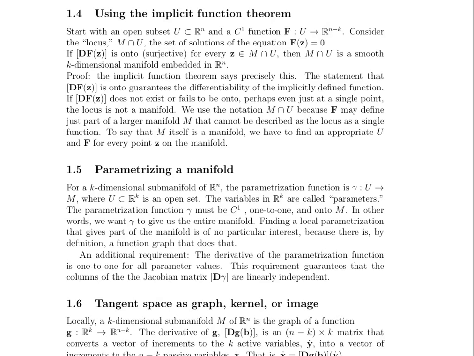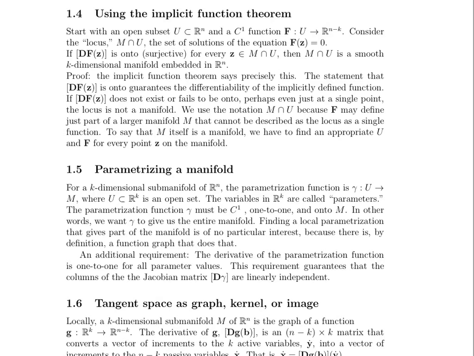If you're on the manifold, then the locus equals 0. If df of z is onto, surjective, for every z in this intersection between U, the open subset of Rn, and M, the manifold, then this little slice of heaven here that's in the intersection between the manifold and U is a smooth k-dimensional manifold embedded in Rn.